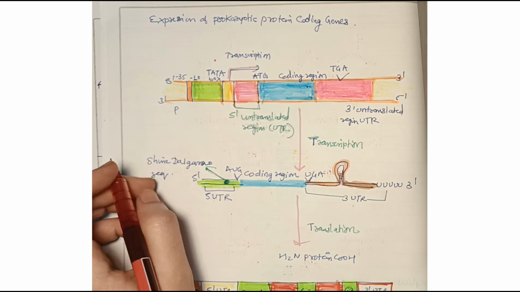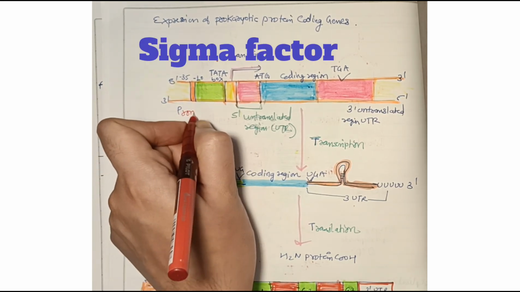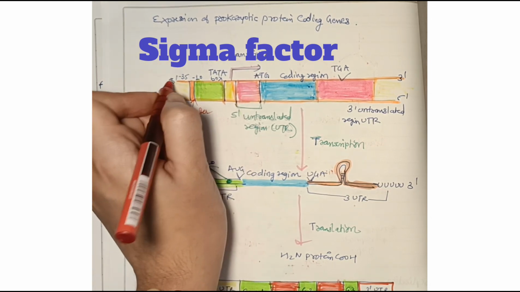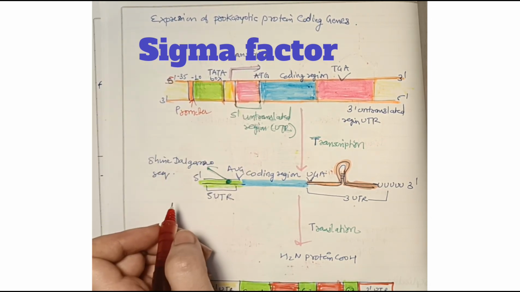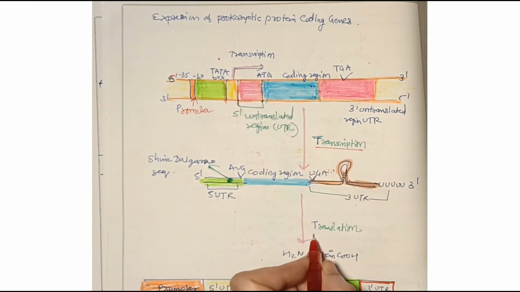So the structure and expression of a typical prokaryotic gene coding for a protein. As we can see, the following events occur during the expression of this gene. With the help of a sigma factor, RNA polymerase recognizes and binds to the promoter region.